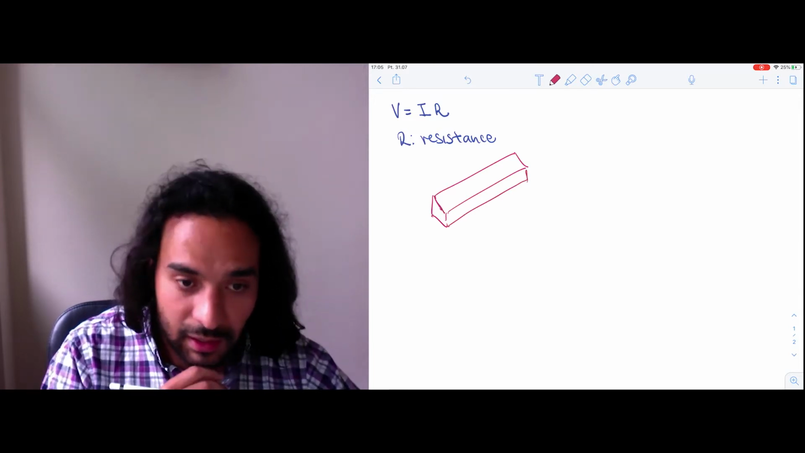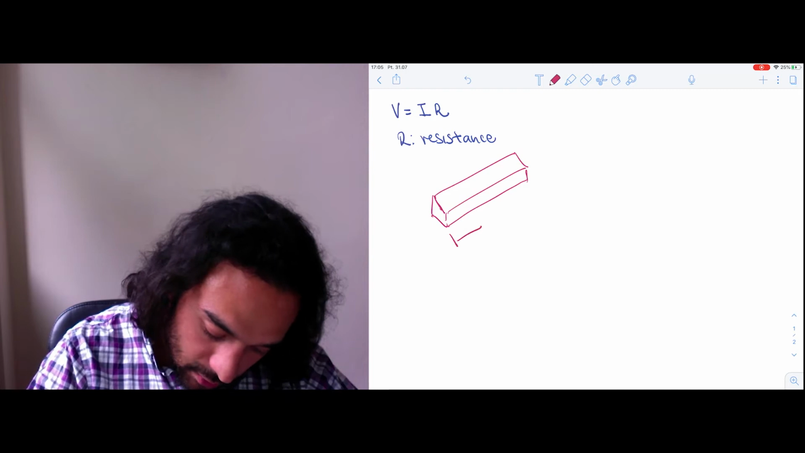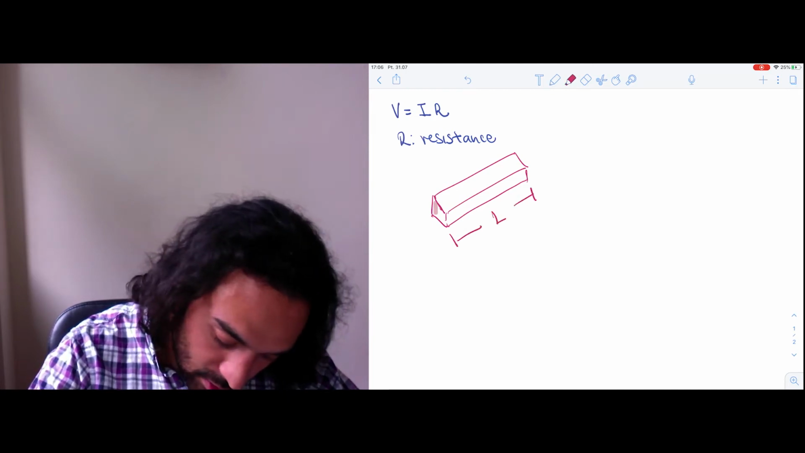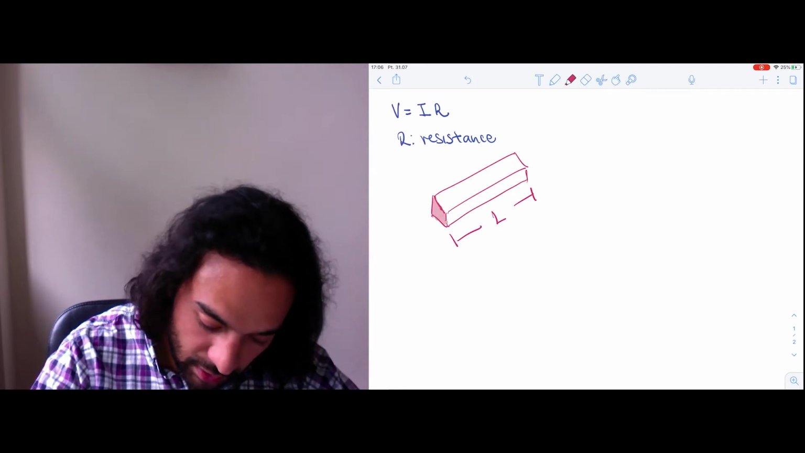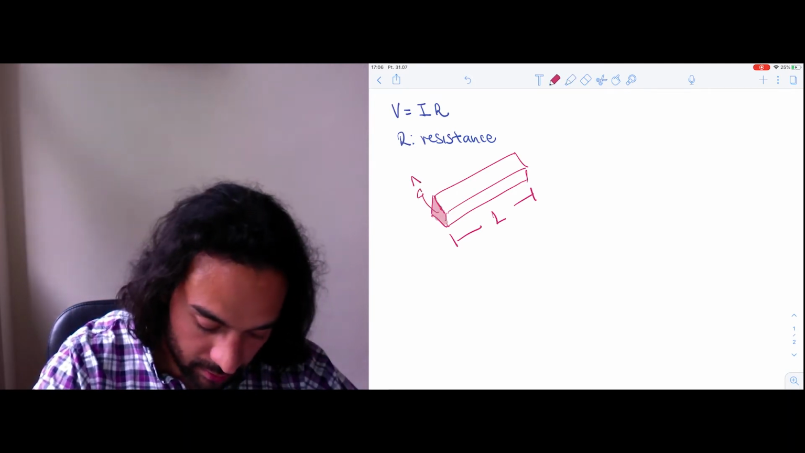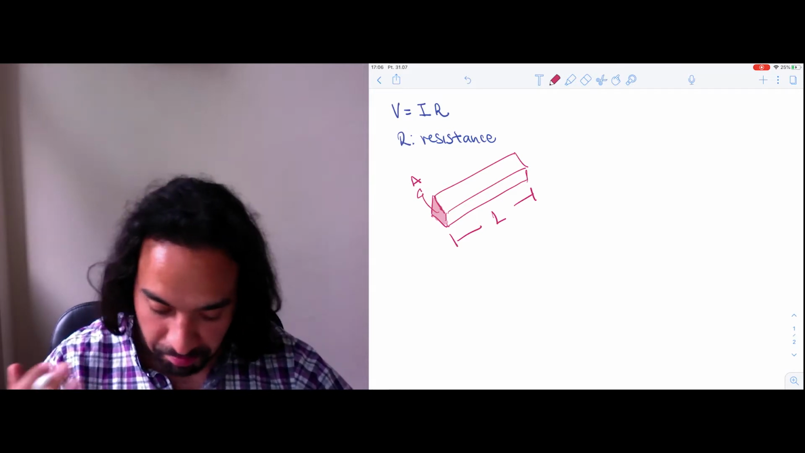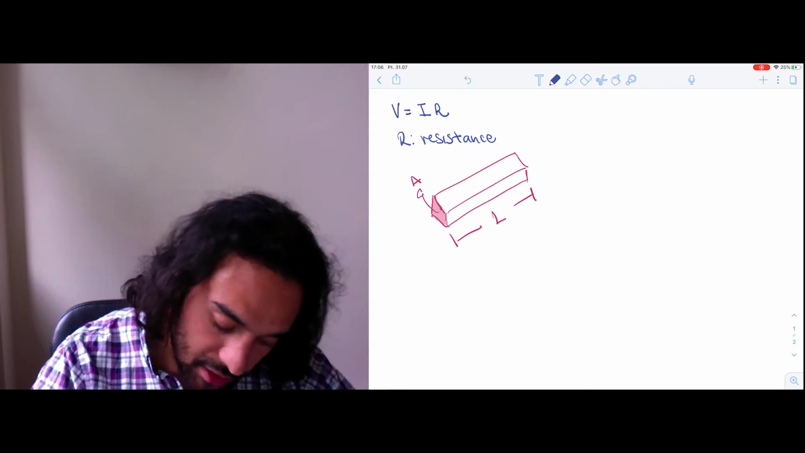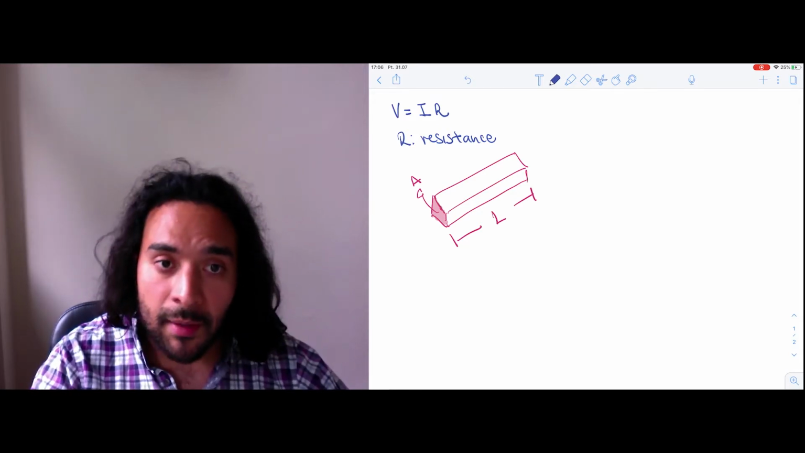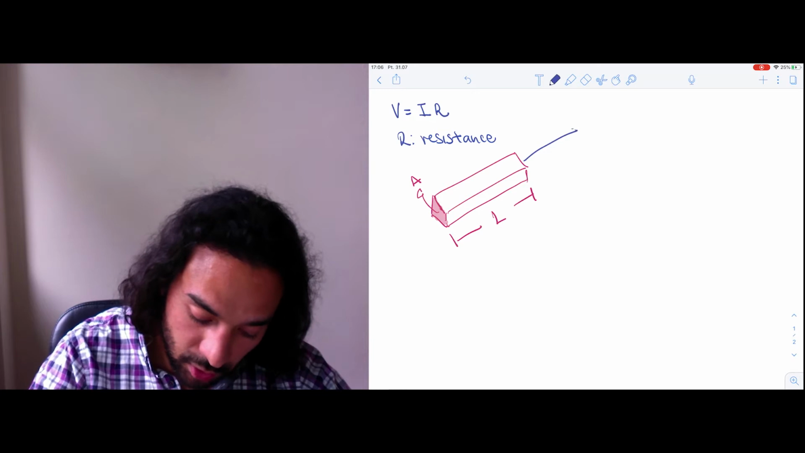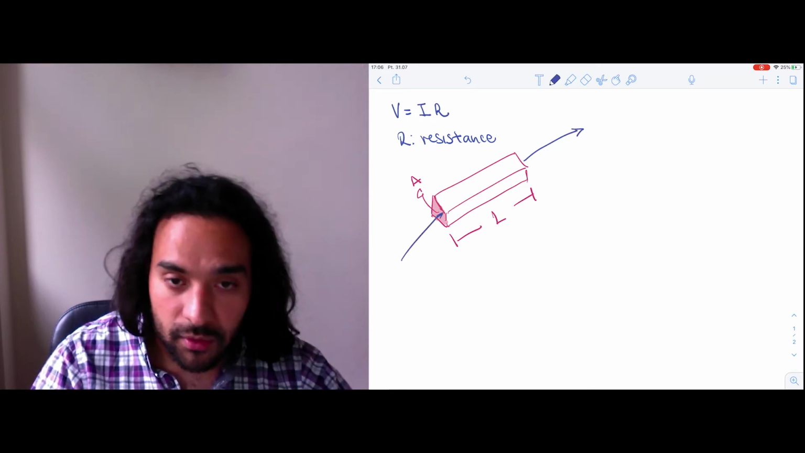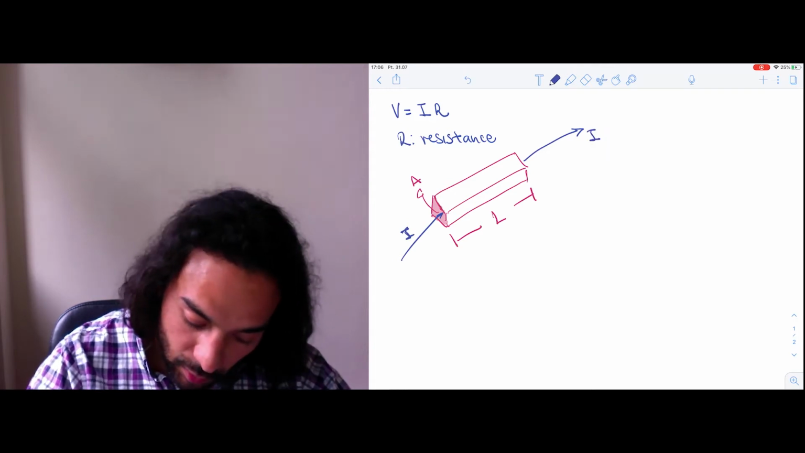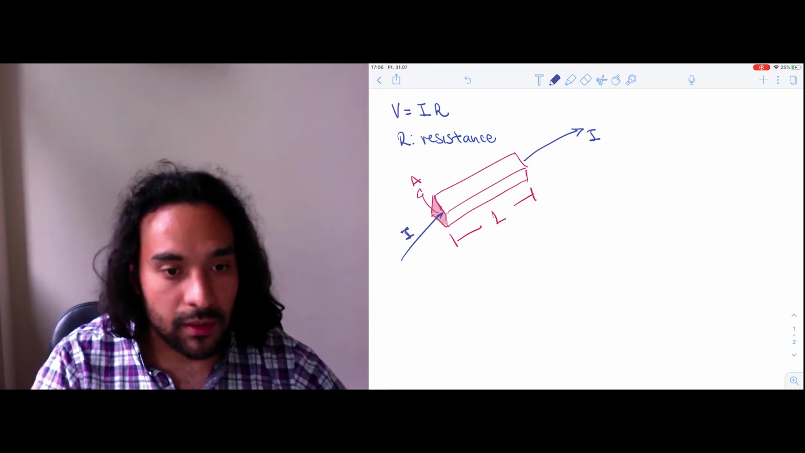So we have our material here. We assume that it has some length L, and let's also assume that the cross section that we have here has an area A, right? So far, so good. This is a metallic material, and now let's assume that we have a current I that is flowing through this material, right?